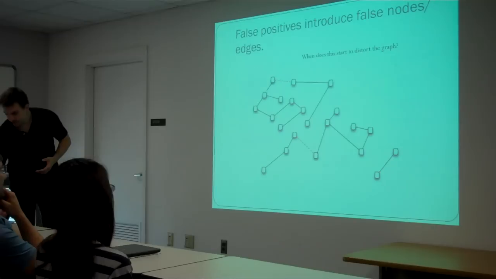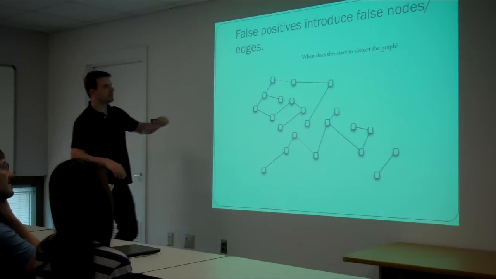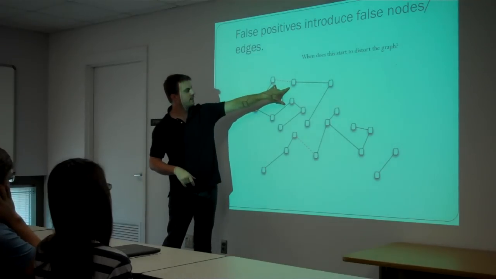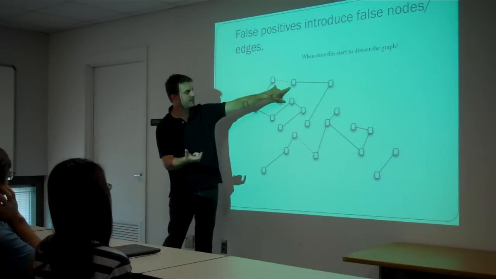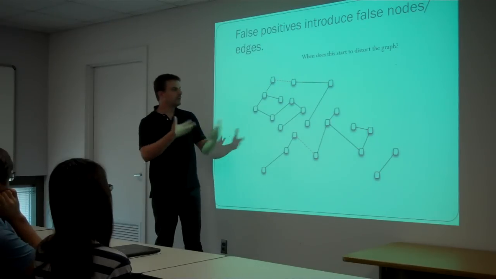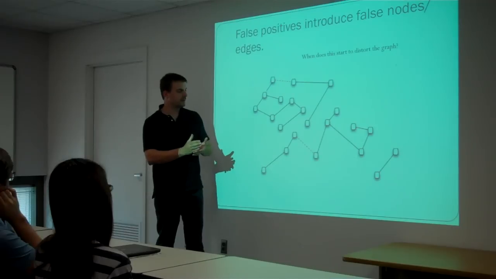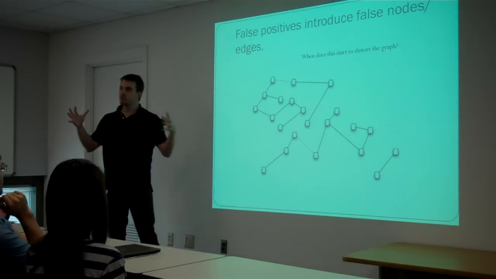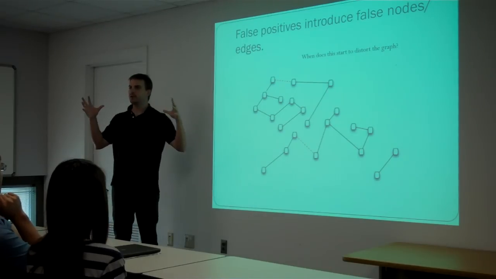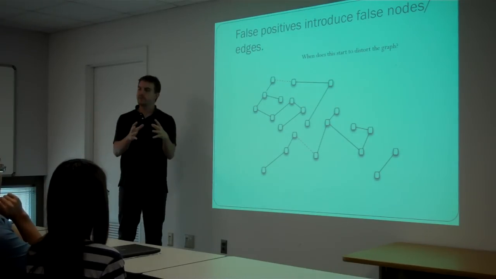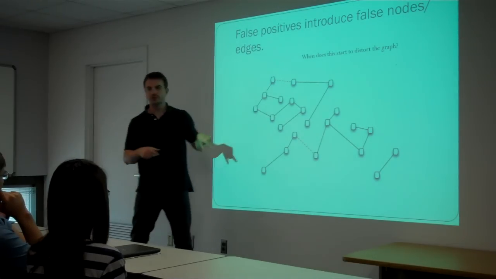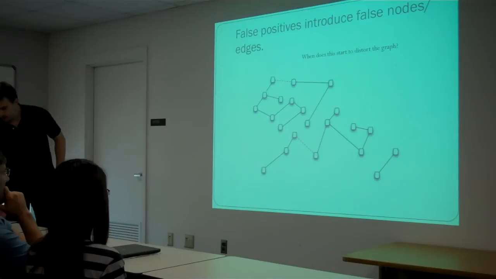When you have this Bloom filter, you get false positives. We have a graph that's real in the data set, and we may end up with false k-mers or false edges between real k-mers due to the way we're storing the graph in this probabilistic data structure. And our question was, how far can we scrunch down the data structure? How far can we decrease the amount of memory we're using before these false edges start to distort the global structure of the graph?